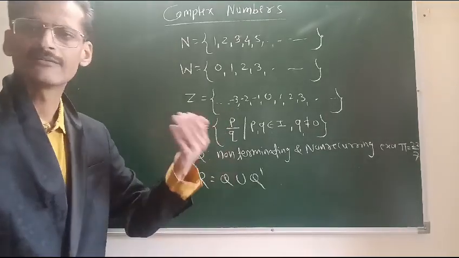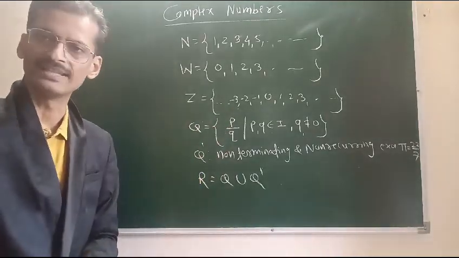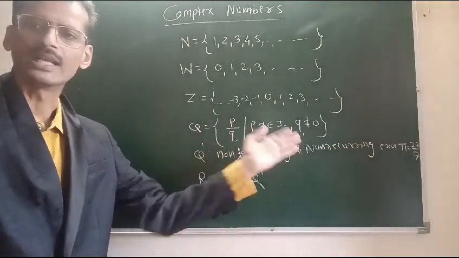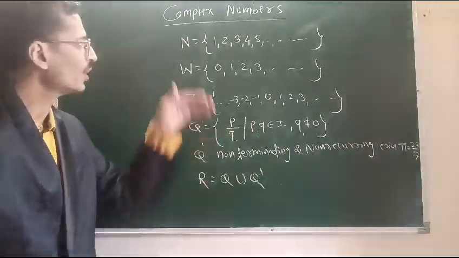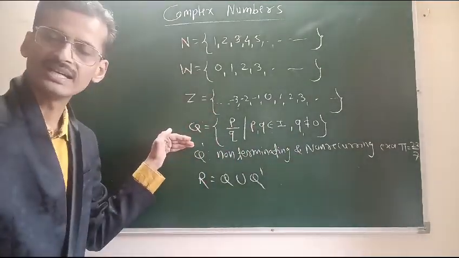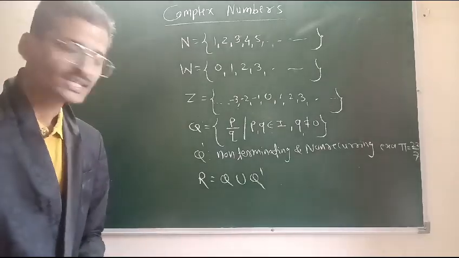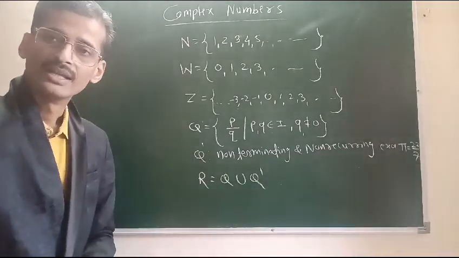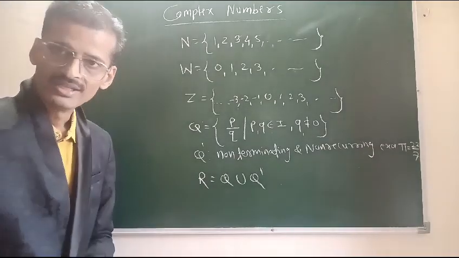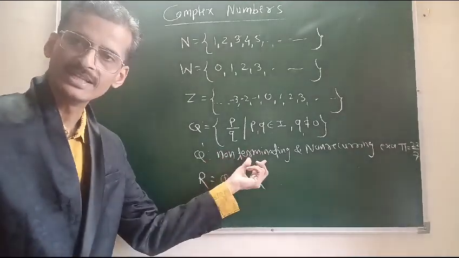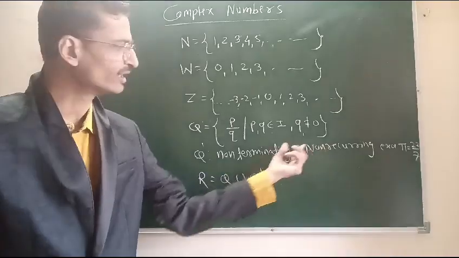And also other fractional numbers like 1 by 2, 1 by 3, 1 by 4. So all that becomes what? Rational numbers. So all these numbers belong to what? Rational numbers. The next set is irrational numbers: numbers which are not rational, numbers which are non-terminating and non-recurring.